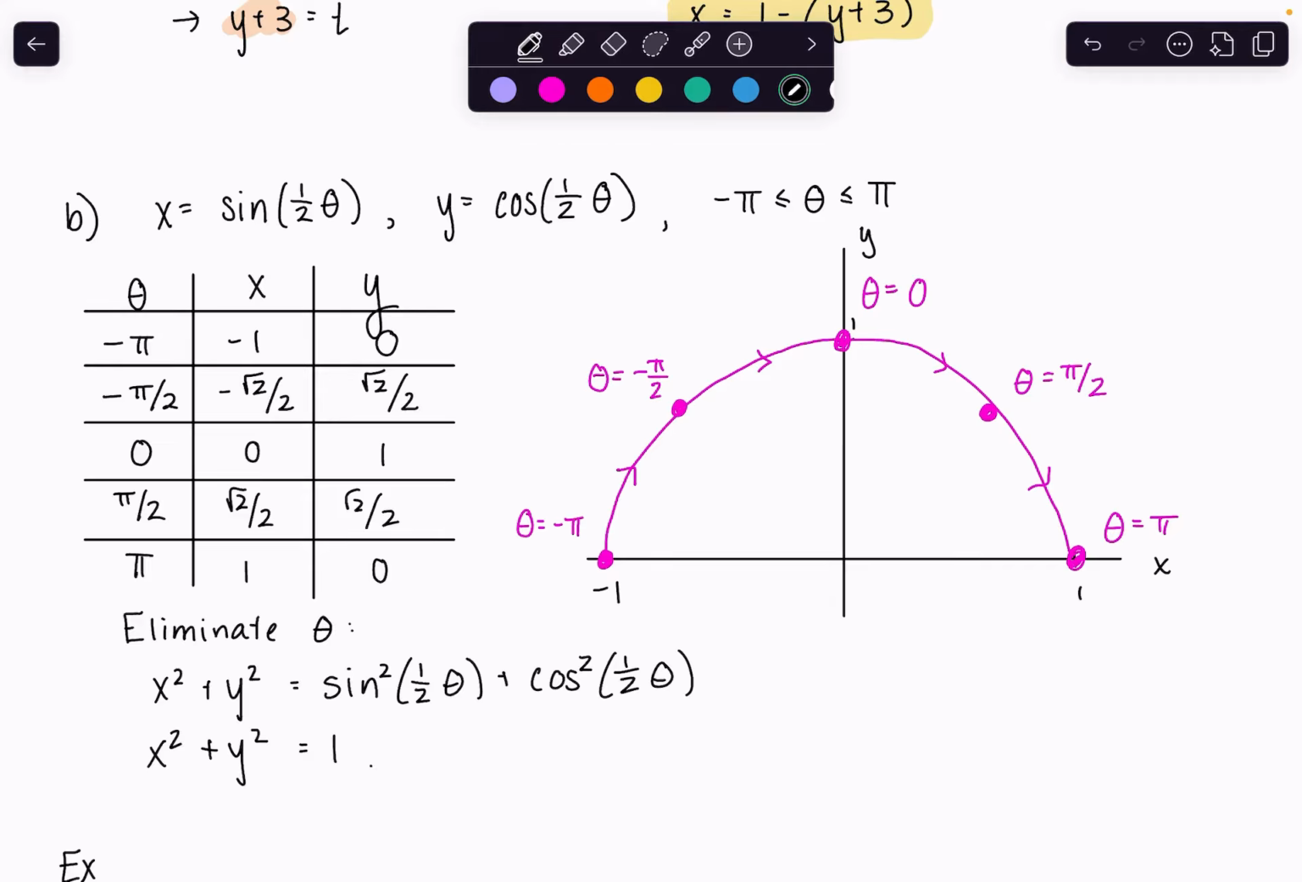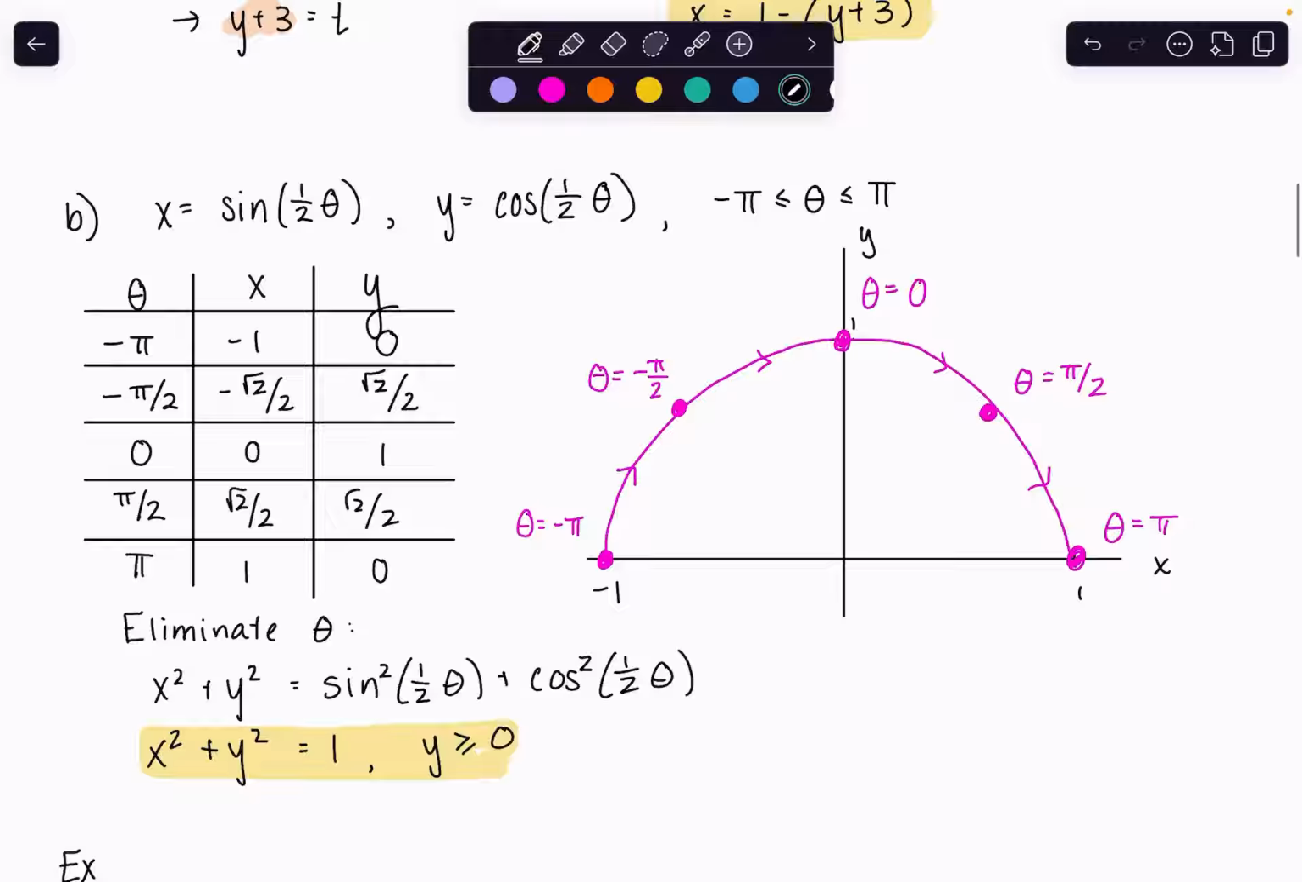However, I do not get the full unit circle. I am only getting the top half because of the bounds that we were given for theta. So again, this is our equation, but it is only the top half, okay?